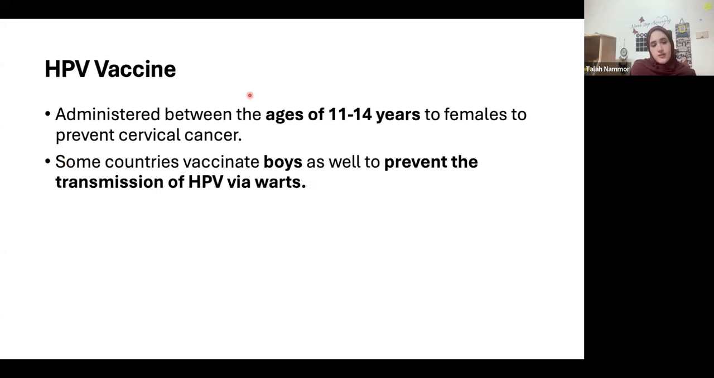Last but not least, the HPV vaccine. The HPV vaccine is usually given around 11 to 14. But if you did not get it up until now, you can take it up until 25 years old, you can still take it. I need to take it too.